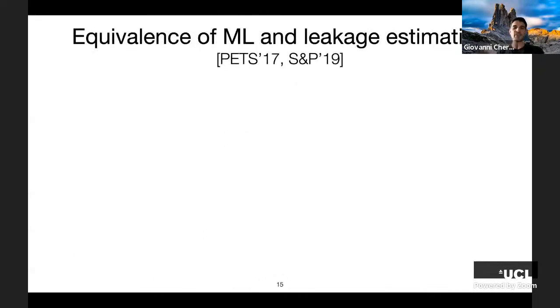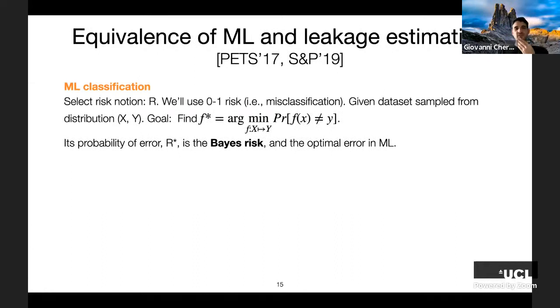So I'm going to give you a mini primer of supervised learning, or machine learning classification more specifically in this case. And I'll show you how we can almost immediately compare it or equate it to leakage estimation. So in machine learning classification, the first thing we have to do is select a risk notion, and that is the price we're willing to pay for making some mistake. So, for example, in our case, we'll select the so-called 0-1 risk, meaning that we count one error if the classifier makes a mistake, and 0 errors otherwise.